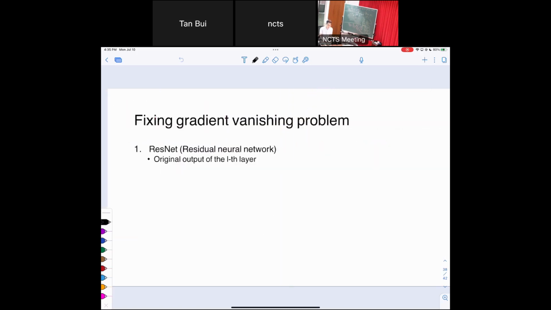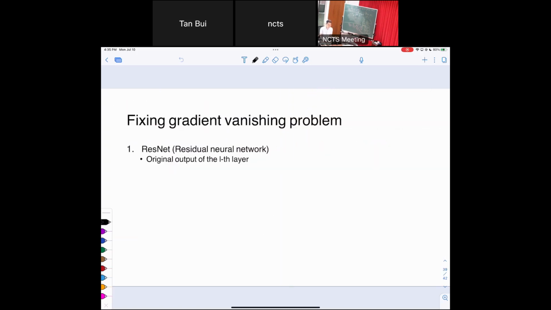No. Okay, if no question, then we're going to show how to fix, right? One way I'm going to show you ResNet, the residual neural network. It was designed to do many other things. ResNet is actually useful for many reasons, but the motivation behind it is actually not quite solving the gradient vanishing problem, right?